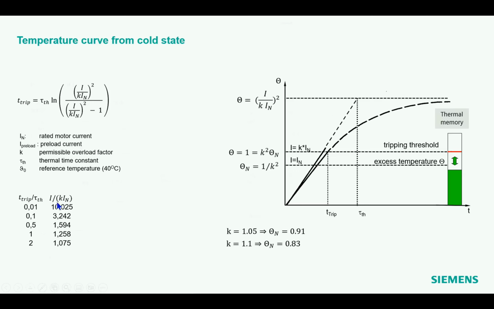If I add, on the other hand, a current which is 10 times as big as k times In, I will trip always in 1% value of the time constant, so 100th of the time constant. And this is a fixed ratio, and this helps us sometimes to understand where the temperature curve is going. I can also test this. Then I inject, for example, 10 times nominal current or 3 times nominal current here. Then I need to expect the tripping after 10% of tau.